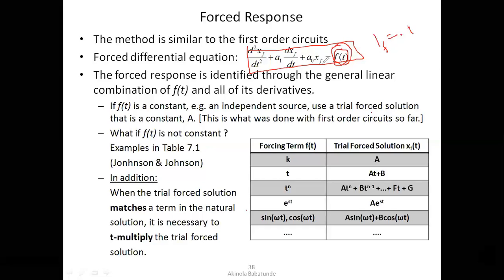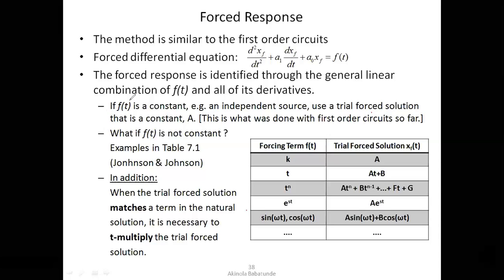But in the second order circuit, we do not know if the forcing term would be constant or not. It could be constant, it could be a function that is not constant. It could be a linear function. It could be a trigonometric function. It could be an exponential function. It could be anything. It could even be a quadratic function. So in that case, how do we deal with the forcing term here?